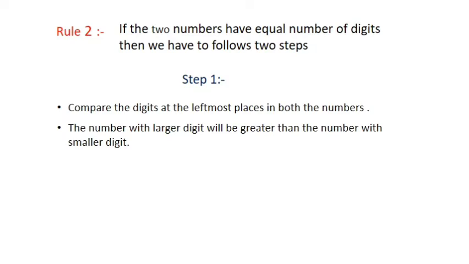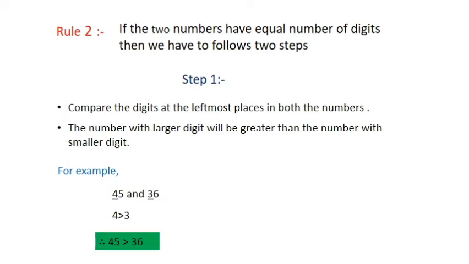Here we are having 2 steps. Now let us see an example. Here I have taken 2-digit numbers. This is 45 and 36. If you see, both are 2-digit numbers. Now what is our first step? First step is we have to compare the leftmost place. In 45 the leftmost place is 4 and in 36 the leftmost place is 3. So here 4 is greater than 3. As 4 is greater than 3, that means 45 is greater than 36.